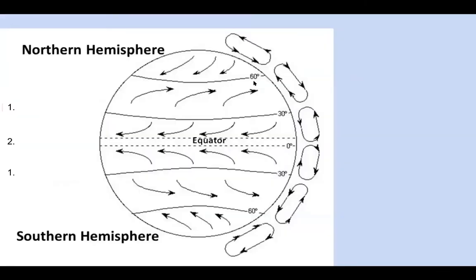And then here's another couple of 2 more global winds. So let's take a look at number 1. So the winds that are occurring between the equator, and they are very calm winds.